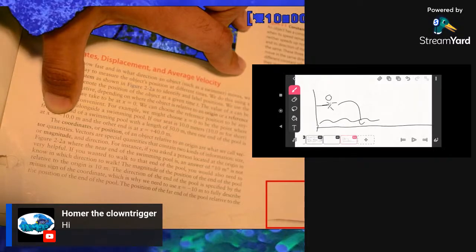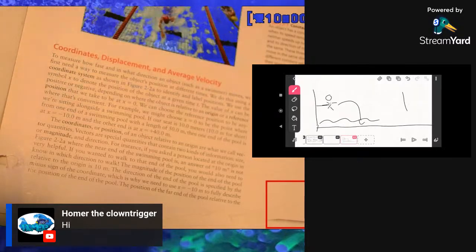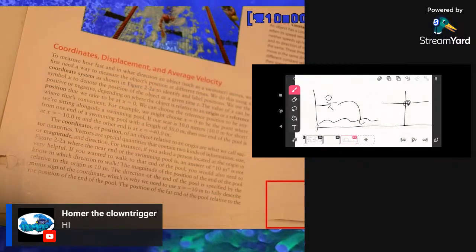It doesn't matter if you choose where to put the 0. Let's say it doesn't matter if you say this is 0, and then when she jumps down, she fell down minus 10 meters, right? Or whatever.